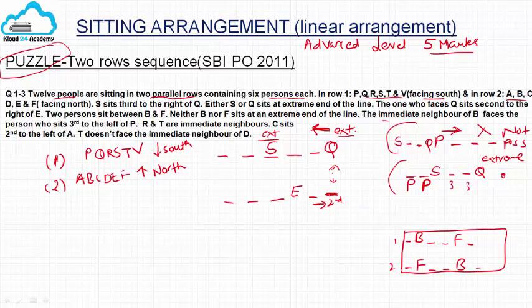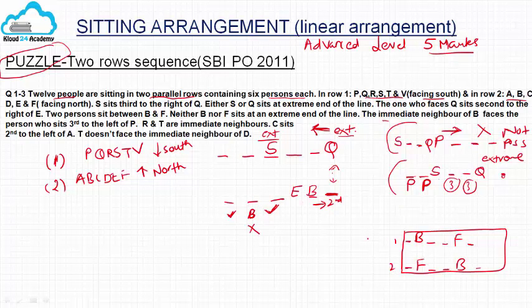1, 2, 3, 4, 5, and the immediate neighbor of B. If I place B here, then the immediate neighbor will be either first or third. If I place B here, then the immediate neighbor will be this first or third. Can any of these neighbors face the person who is sitting third to P? Because third to P will be between F and Q. This is not possible. So B is not possible here.